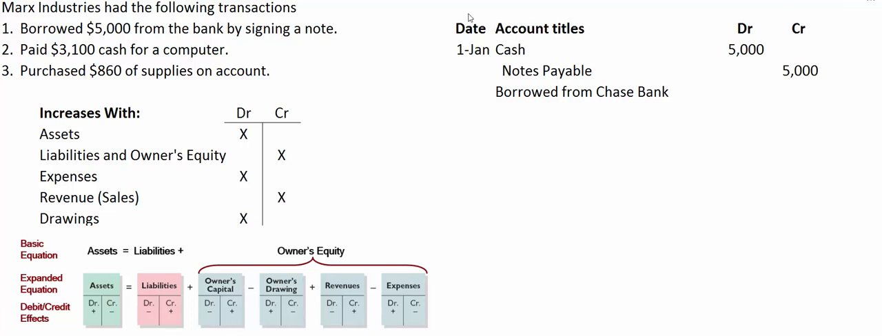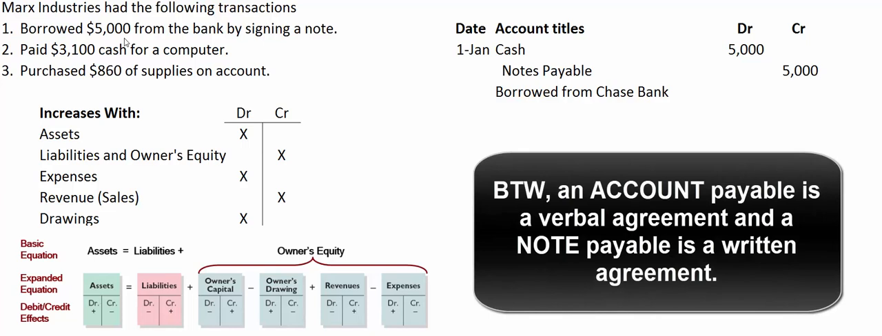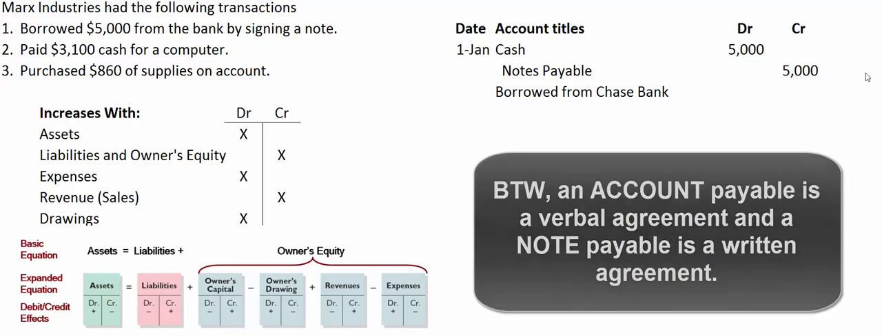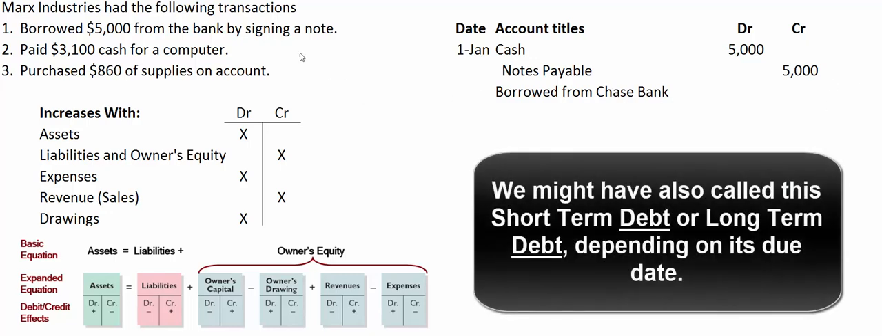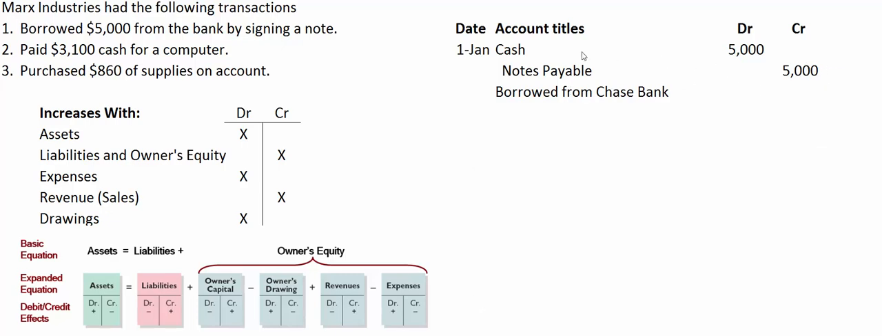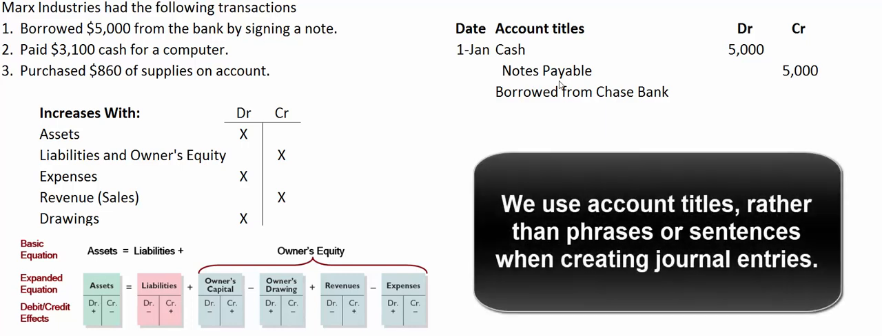So the first transaction, they didn't give us the date, but let's put in January 1st because we're learning about how journal entries work. And we debit cash. Cash is an asset. Asset is increasing because we borrowed money from the bank. Assets increase with debits, so we're debiting cash. We credit an account called notes payable, and it might also be called a short-term debt or long-term debt. It depends on whether this note is due this year or over a year from now. And so the exact title isn't important, whether you say debt or notes payable. It doesn't really matter. The important thing is that you use an account title and not a phrase.